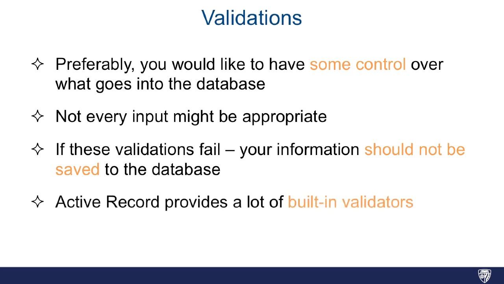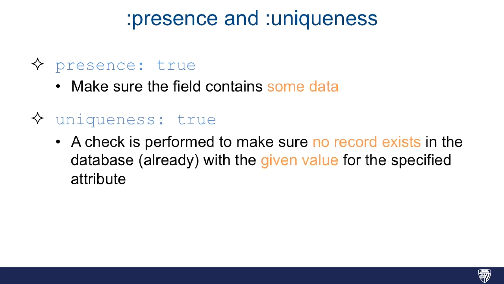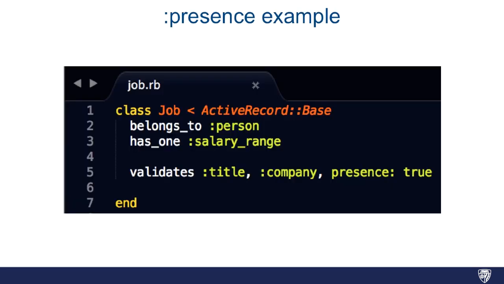Active Record provides a whole bunch of built-in validators. For example, presence and uniqueness. You could say presence true, which makes sure that a column or a list of columns have some data in them. Or for example, uniqueness. Uniqueness makes sure that when you're trying to save a record to the database, a column in that record is unique and doesn't already exist in that database table.